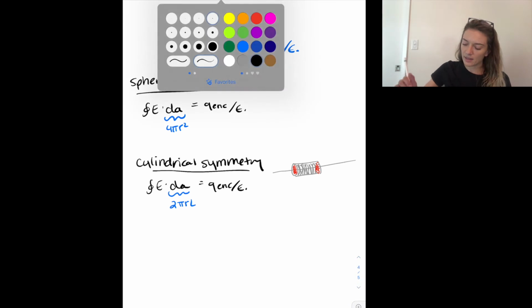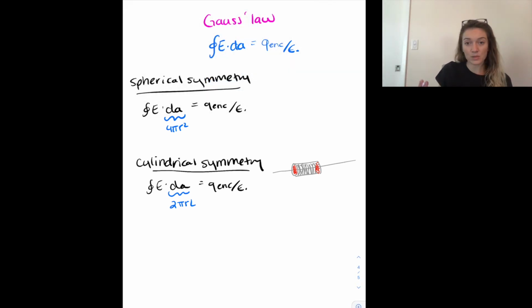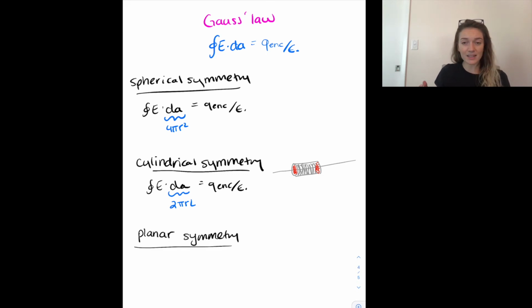And then the other case where we use Gauss's law is when we have plane symmetry. Now, this one is kind of easy, because there's really not too much to do with a plane. You have a plane with a surface charge, and there's really only one way to do that. So we have E dot dA is Q enclosed over epsilon naught.